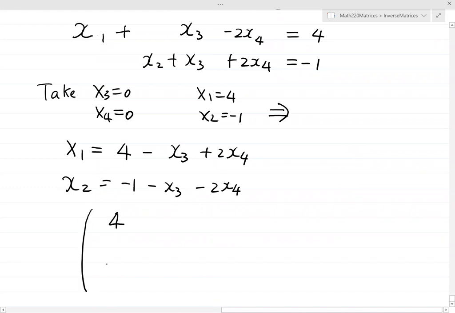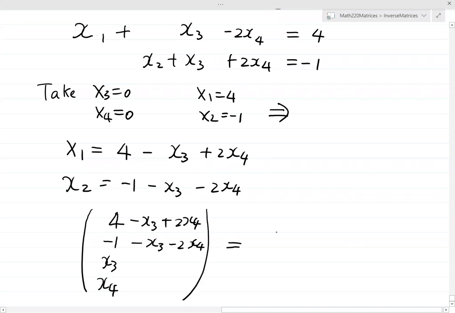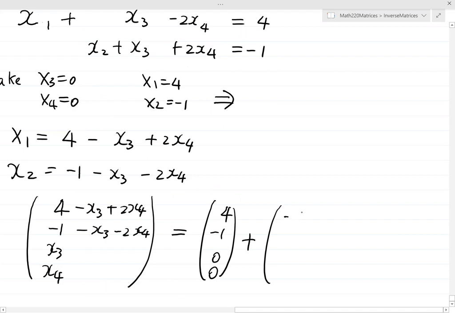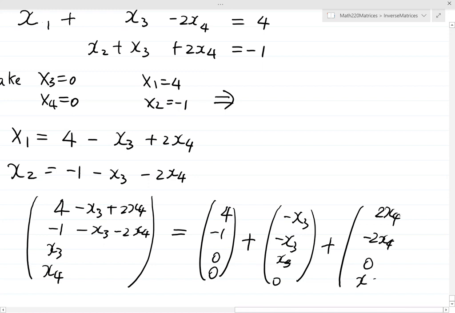So it's 4, -1, 4, -1, x3, x4. This is minus x3 plus 2x4. Then this is minus x3 plus 2x4. So you can write it as the vector 4, -1, 0, 0, plus the terms that have x3: negative x3, x3, 0, plus the terms that have x4: 2x4, negative 2x4, 0, x4. So we already know the special solution 4, -1, 0, 0.